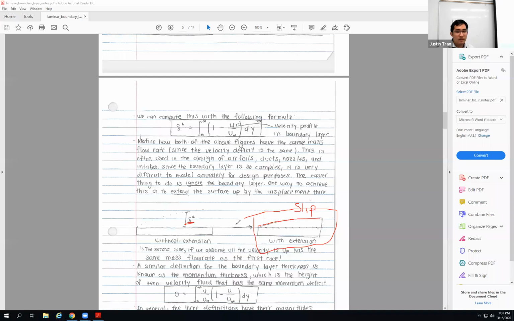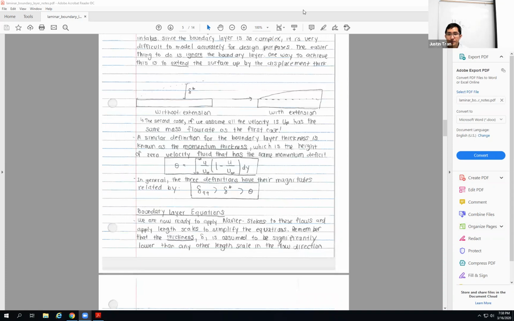Okay. So that's what this paragraph says right here. Since they both have the same velocity deficit, they have the same mass flow rate. You can use this fact to design, as we talked about with airfoils, ducts, nozzles and intakes. As we'll see, the boundary layer is so complex that if you can avoid it, that's usually a good thing. Then you can usually run your calculations a lot more simply and quickly. Okay, so that's the displacement thickness.